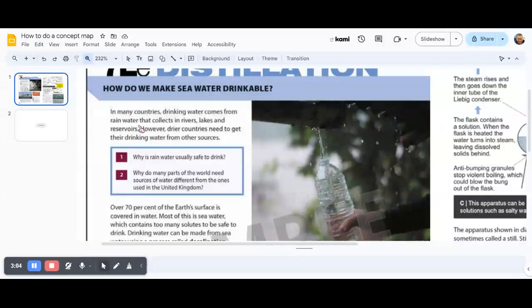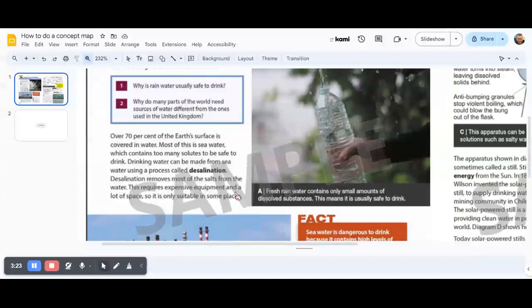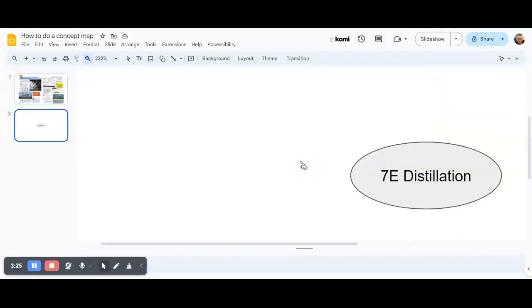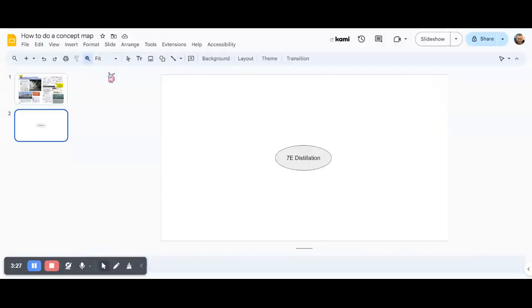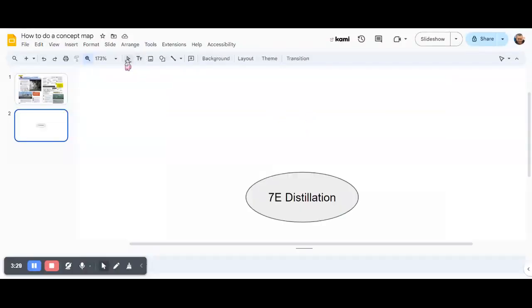So what I'll do is I'll read through the paragraphs and I will help you pick out the ideas and we'll then transfer them over to our concept map. So let's have a look. In many countries, drinking water comes from rainwater that collects in rivers, lakes, and reservoirs. However, drier countries need to get their drinking water from other sources. Over 70%. So already we can come up with a bigger picture kind of thing.